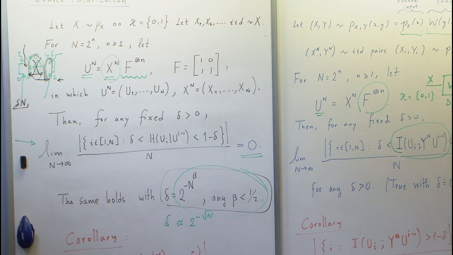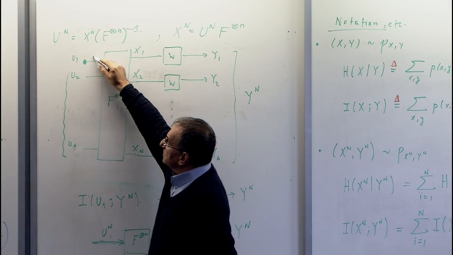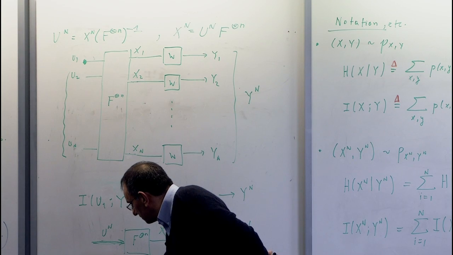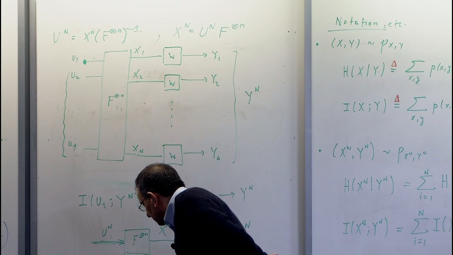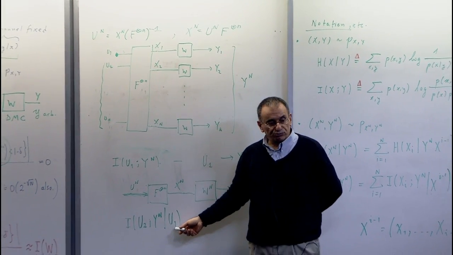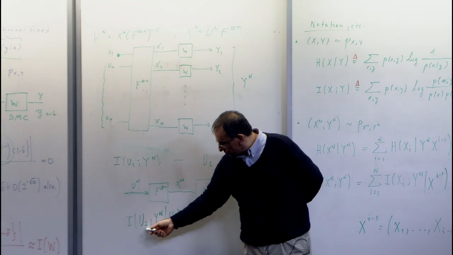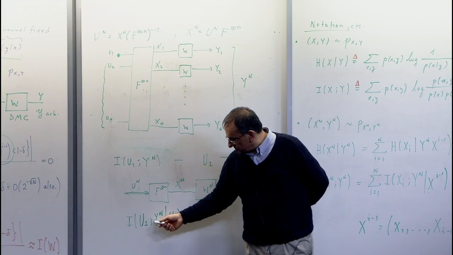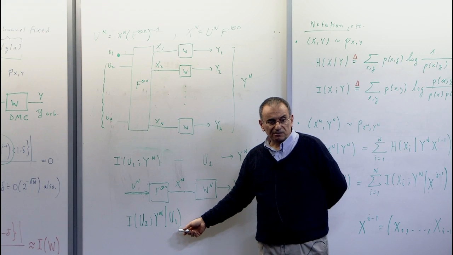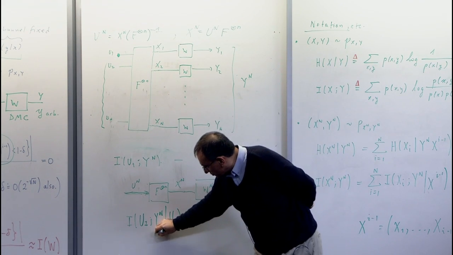So let's look over here. There is this first channel with input u1 and output consisting of all yn's. Supposing that you decode this correctly, you gain access to another bit channel, the second bit channel, which has this capacity. Supposing that you have decoded u1 correctly, now you gain access to this channel, u2, the mutual information from u2 to all the channel outputs, conditional on knowledge of u1. And this goes on and on.